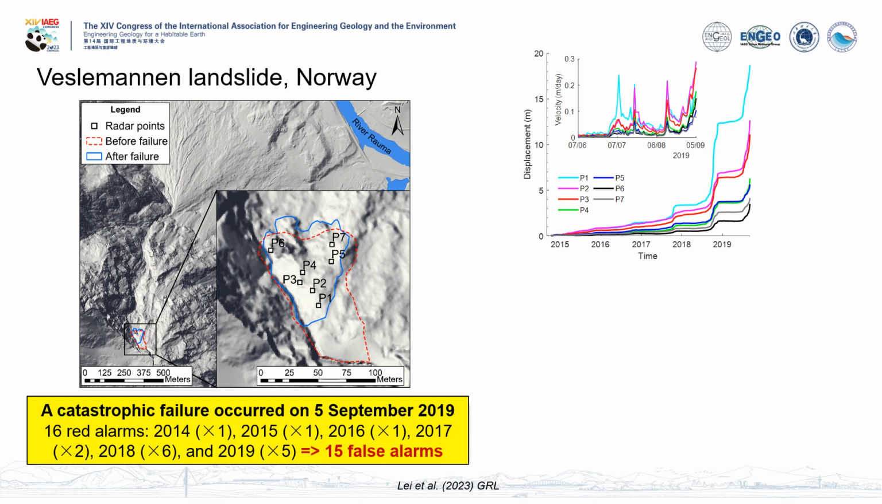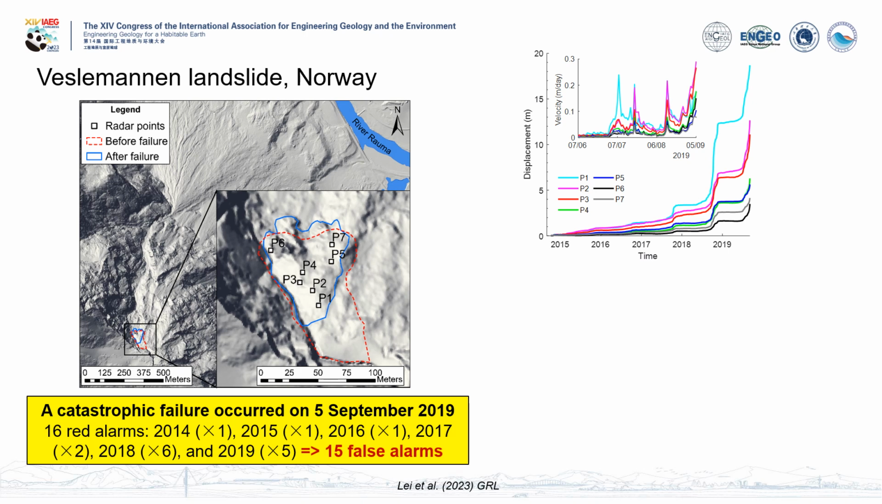I'd like to further test my method using 2 other landslide cases. This is the Vestlandet landslide in Norway, which was reactivated by permafrost thaw under global warming. This landslide experienced significant deformations in the years of 2017 and 2018, but didn't collapse. It only failed in September 2019.